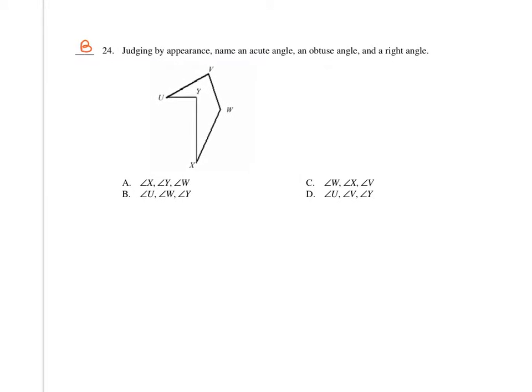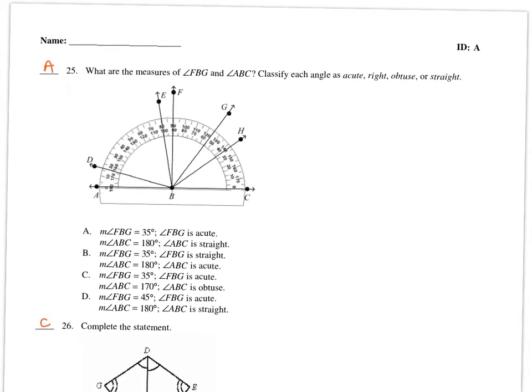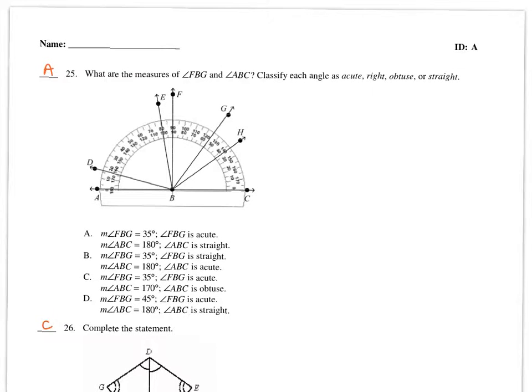Questions on that page? 25. What are the measures of FBG and ABC? So you're just using the protractor. FBG is 35, which is acute, and ABC is 180, which is straight.